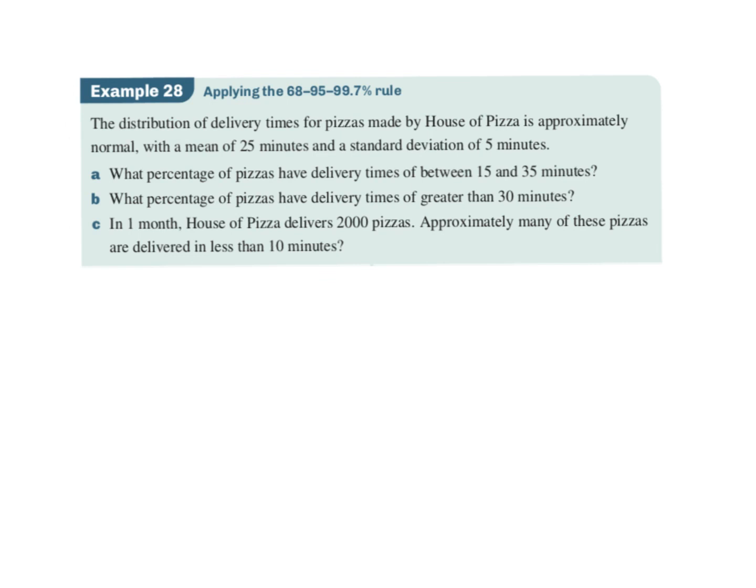Okay, so here we're going to do this question, and it says the distribution of delivery times for pizzas made by House of Pizza is approximately normal. That's our indication that this is normally distributed, so we've got that bell shape, and we can use the 68, 95, 99 rule. Once they've said that, they generally will state the mean. Here the mean delivery time is 25, and then they'll give you the standard deviation.